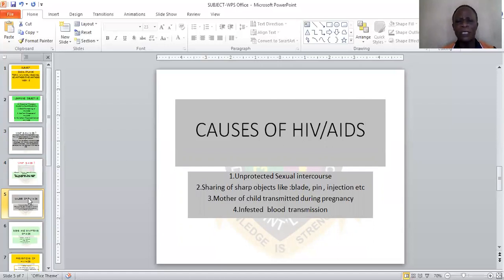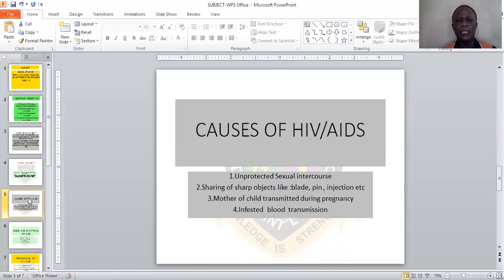Not that one alone. Three, mother to child transmission during pregnancy. Don't you know that? But it is the work of God. There are mothers whose babies may not be infected. But it can happen because it is blood transmission.